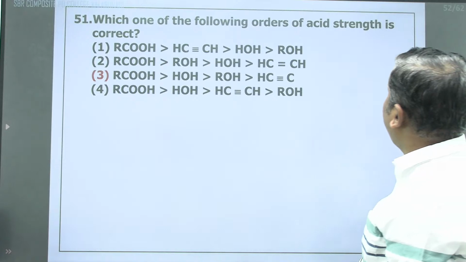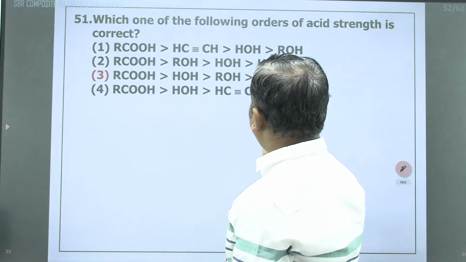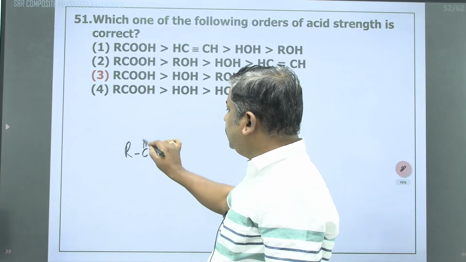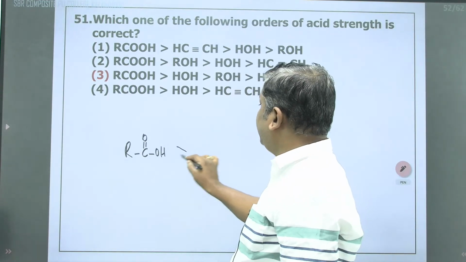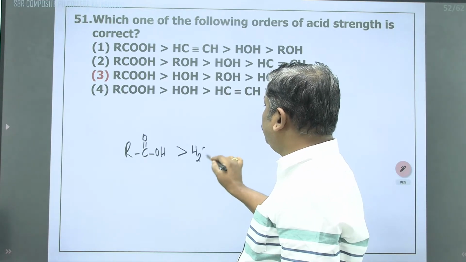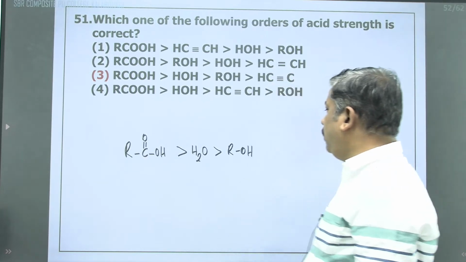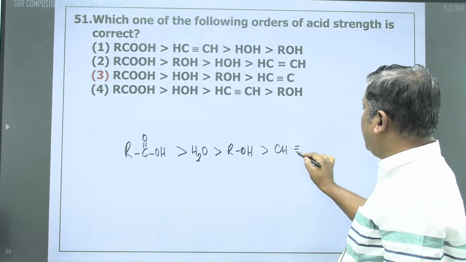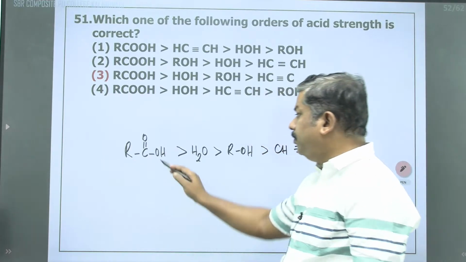Which one of the following order of acid strength is correct? Carboxylic acids are there, alkynes are there, water is there, and alcohol is there. Carboxylic acids are always stronger acids when compared to the rest of the compounds. Next to this one, it is found to be the H2O molecule. After that, it is generally alcohol compounds. Next to alcohol, it is the respective alkyne compound. This is the correct order of acidity of all the compounds.